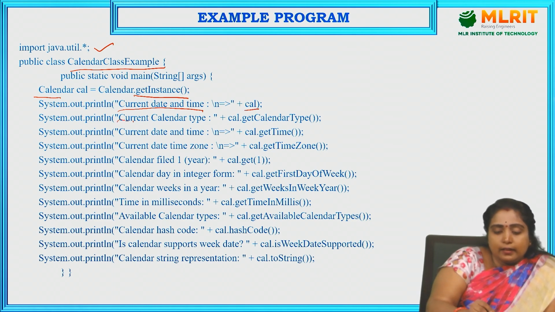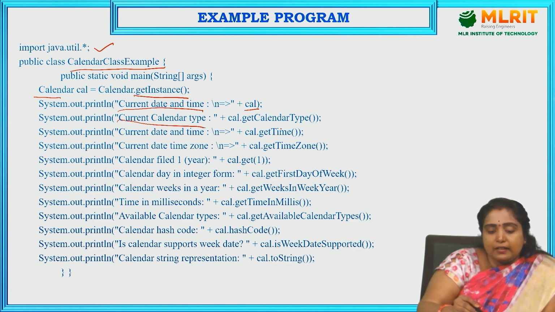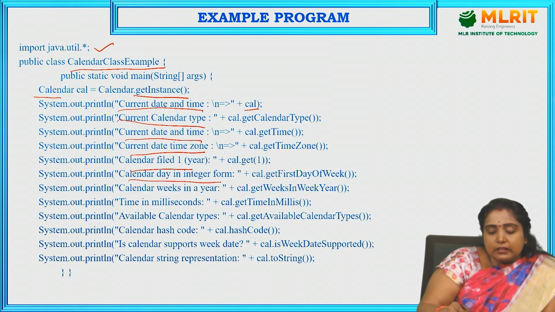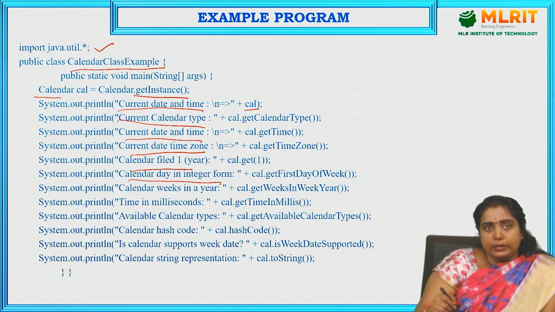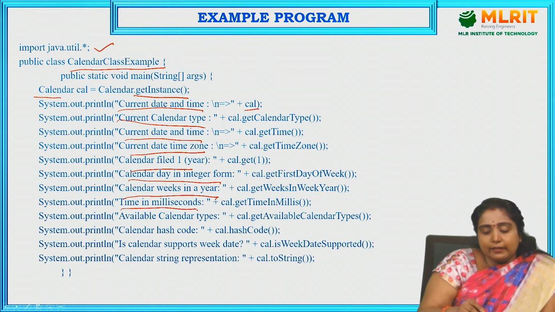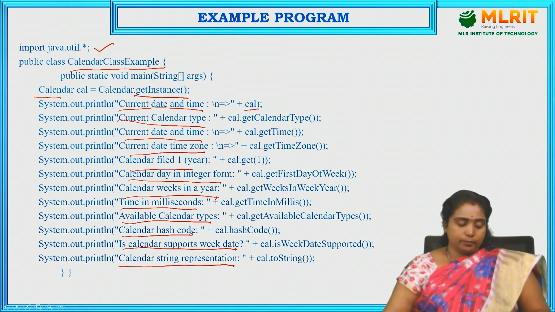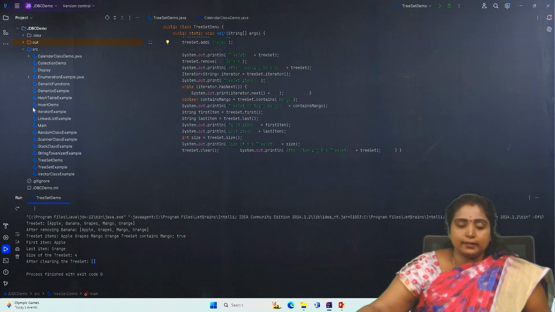And next, the current calendar type, what type of calendar it is, and the current date and time, and the current time zone, and the field year, which year, and the current day in integer form, particularly today. And next, weeks in a year, how many weeks there are in a particular year, and time in milliseconds, and available calendar types, and the hash code, and whether this calendar supports week dates, and the calendar string representation. So let us execute this program.